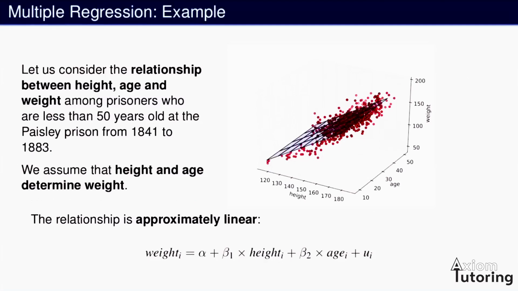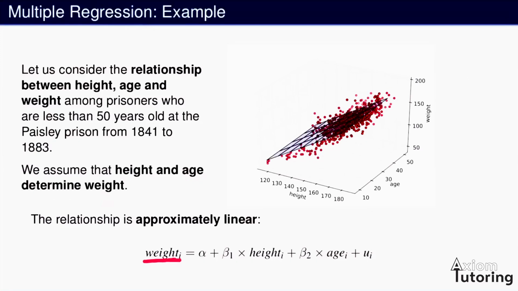Now, let's have a look at an example. So let us consider the relationship between height, age, and weight among prisoners who are less than 50 years old at the Paisley prison from 1841 to 1883. And as before, we need to assume a direction of causality between the variables. So in this case, we're going to assume that height and age determine weight. Okay, so we're going to assume that the relationship is approximately linear.